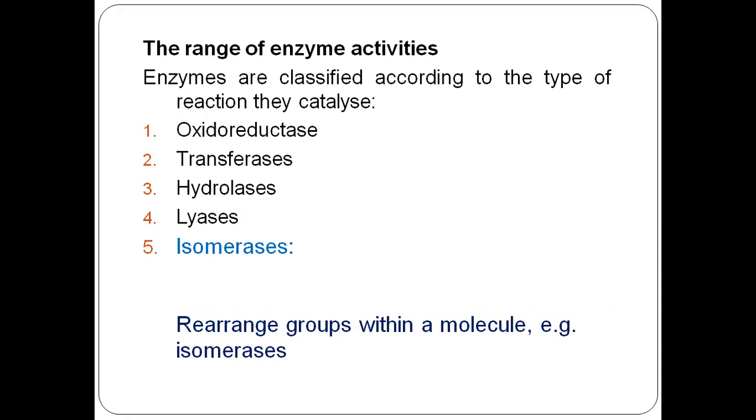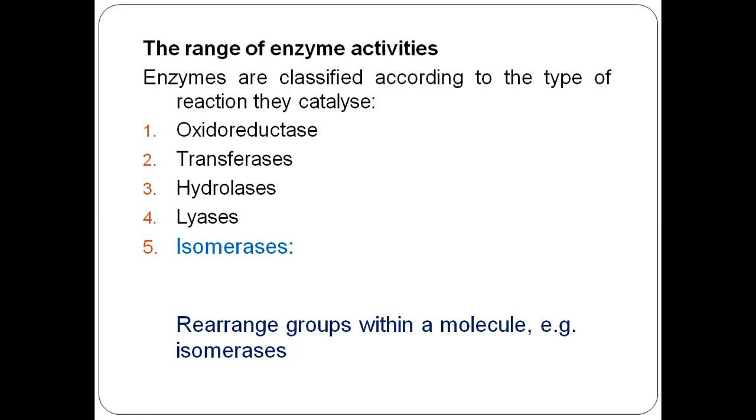Isomerases rearrange groups within a molecule. For example, isomerases in the glycolysis reaction. Enzymes rearrange the groups from glucose and convert them into fructose during the glycolysis reaction. That is an example of isomerases, in which intramolecular rearrangement of atoms takes place. These atoms form isomers of one another. For example, phosphohexose isomerase converts glucose 6-phosphate to fructose 6-phosphate.